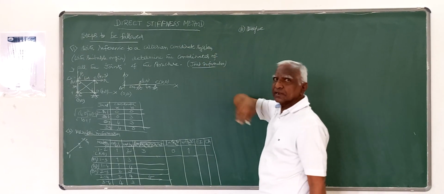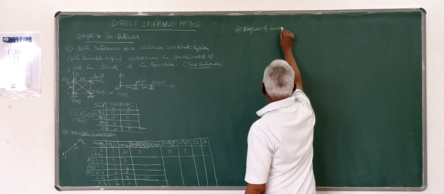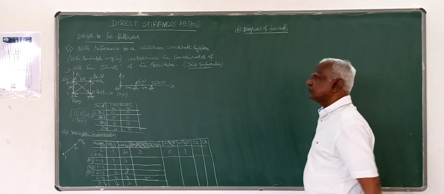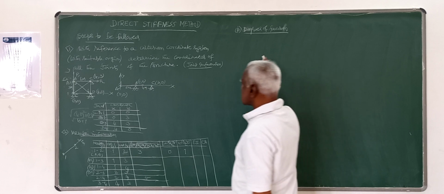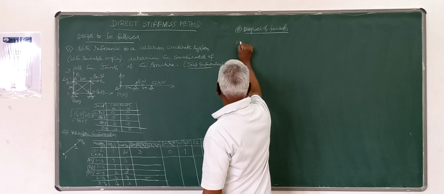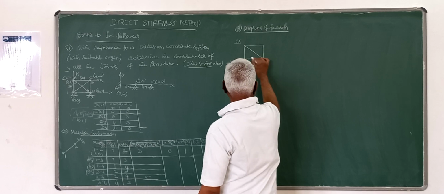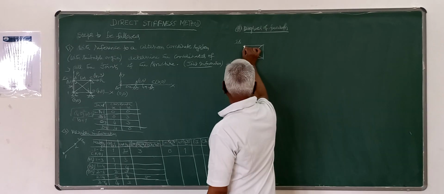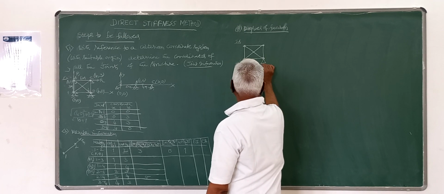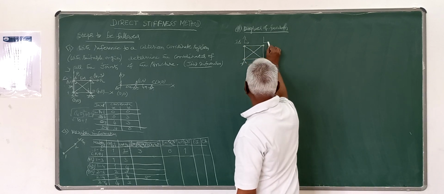Because it is the stiffness method, you have to determine the degrees of freedom at all the points. So the degrees of freedom is the third step which you have to follow. Here, for example, if you take that truss problem, I told you that in a truss member at each joint you have 2 degrees of freedom which are possible. So you have to identify that.